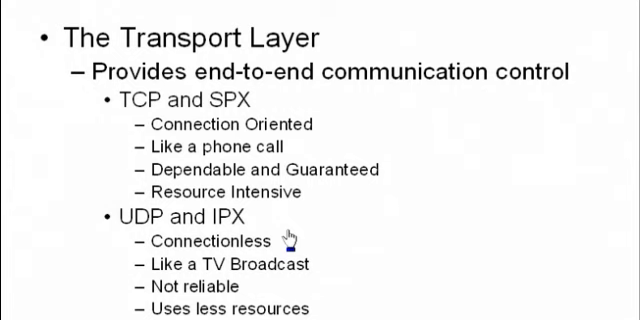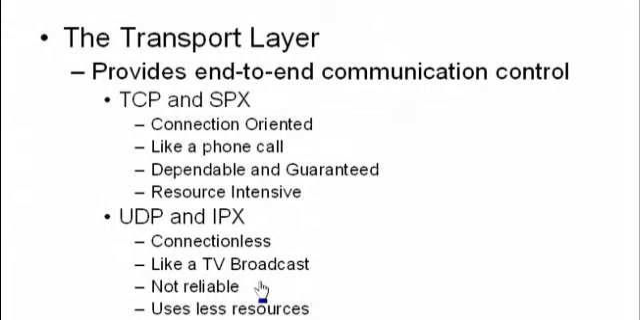So it's connectionless. It's like a broadcast, like a TV broadcast. You turn on the TV and you're watching your favorite show, but your favorite show does not necessarily know that you're watching it, not unless you're a Nielsen family or something. You can receive a broadcast, but that doesn't necessarily mean that you have two-way communication with that, and there's no guarantee that you are receiving that broadcast. So UDP and IPX are not reliable. The connectionless protocols are not reliable protocols.